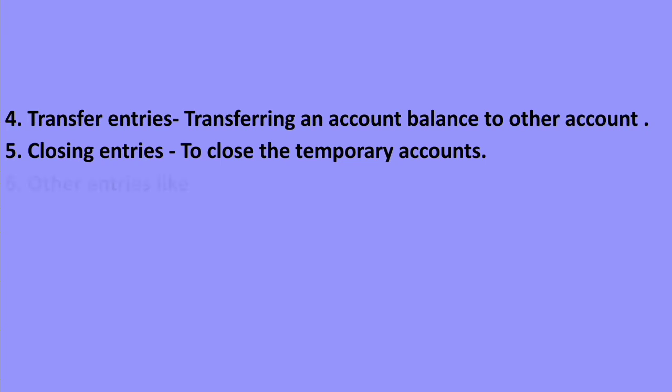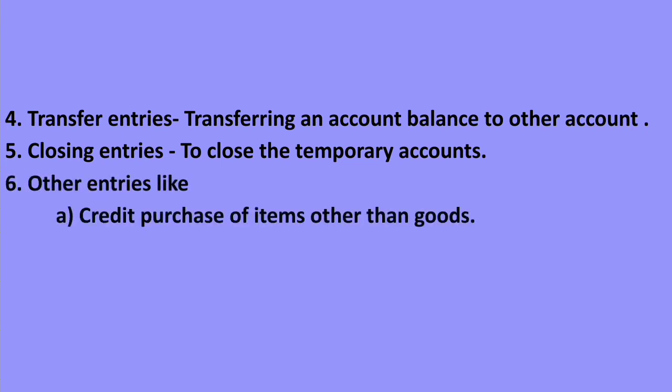And other entries like credit purchase of items other than goods. If we are purchasing goods on credit, then we can record them in the purchases book. But if we are purchasing any other items on credit, we cannot record them in the purchases book. If we are purchasing an asset on credit, such a credit purchase we cannot record in the purchases book. Such transactions we can record in the journal proper.